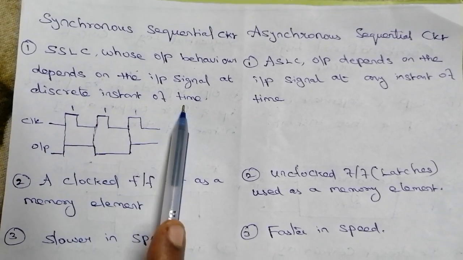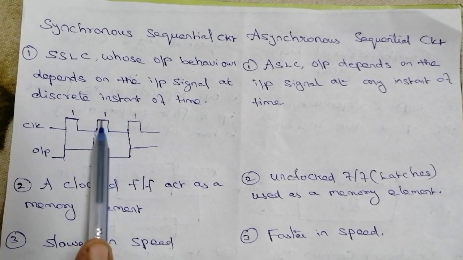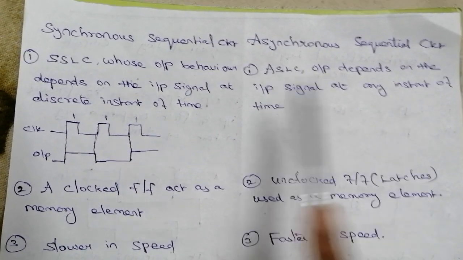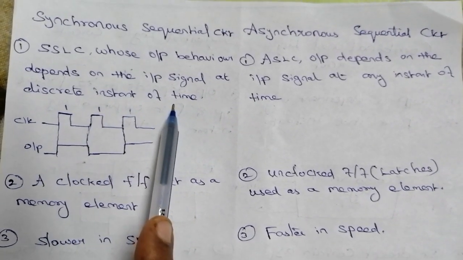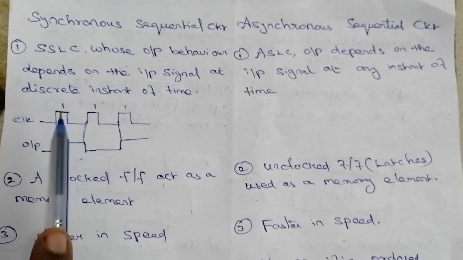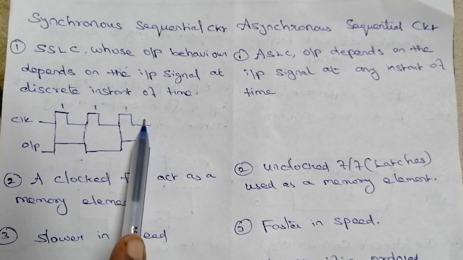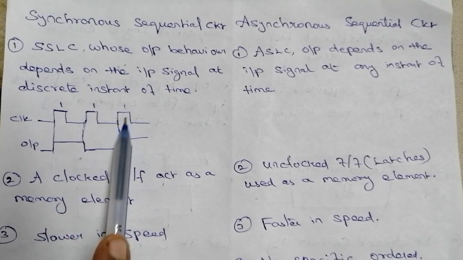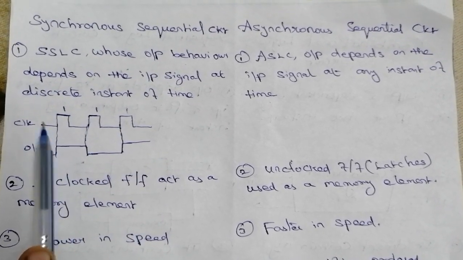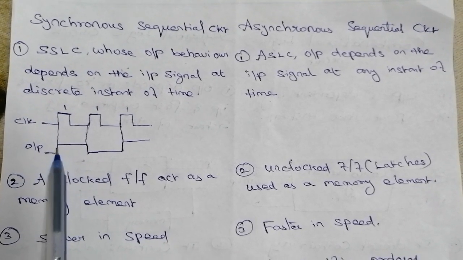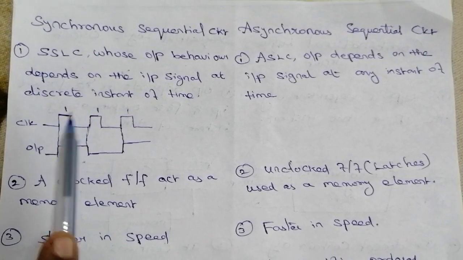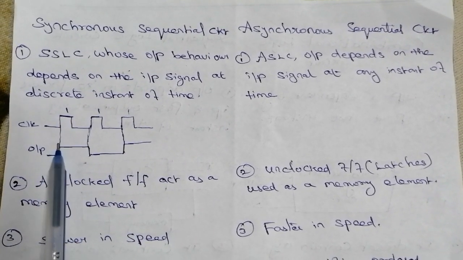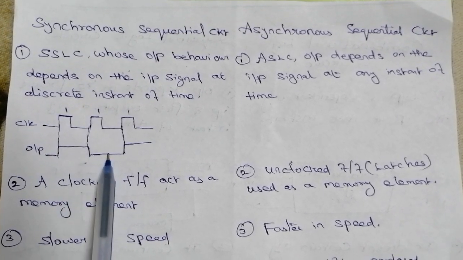So discrete instant of time means this particular time, not continuous. At any instant of time means it is a continuous signal. Discrete instant of time means it becomes a discrete signal, like only at a particular time period it produces the output, and that is called a discrete instant. So let's consider this example. This is our timing signal, let's take it as a clock signal. The output changes occur only at these discrete instants, whenever the clock signal is high, only at that discrete instant do the output changes occur in that circuit.